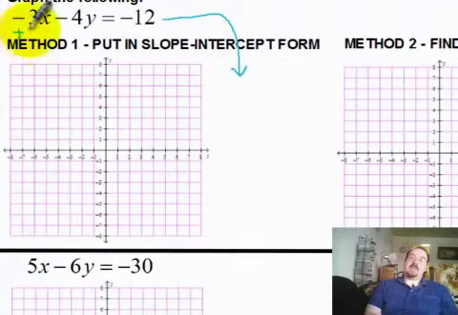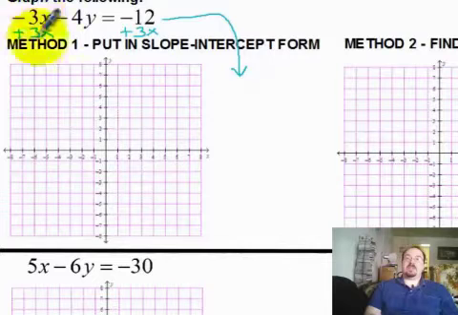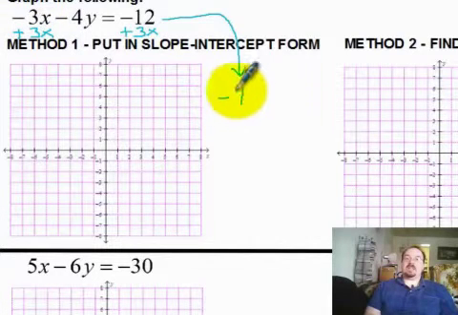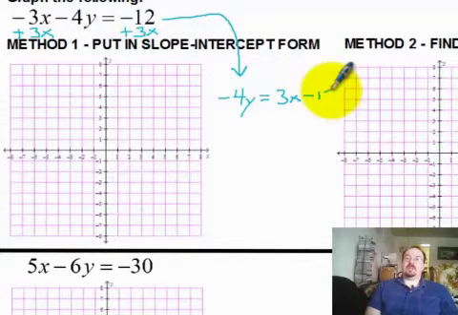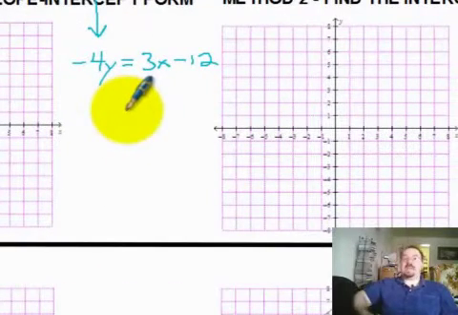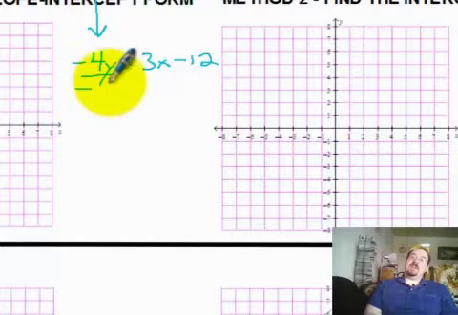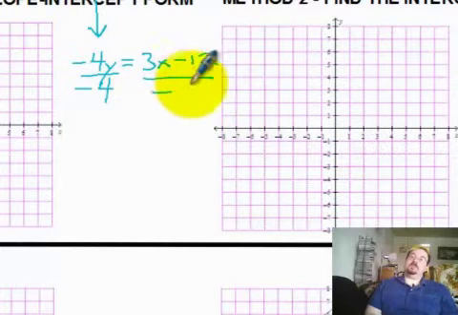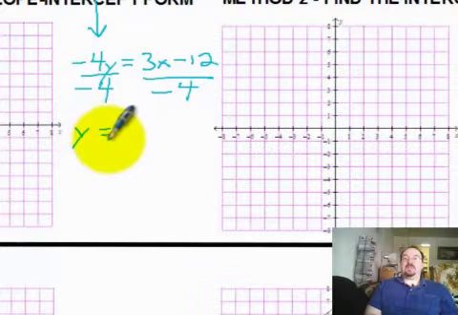So I'm going to add 3x to both sides. And when I do that, the 3x's cancel. I get negative 4y equals, and then here I just have 3x minus 12. And I can't actually combine the things on the right because one of them has an x and one of them doesn't. Now I want to divide everything by negative 4. And that gives me y on the left.